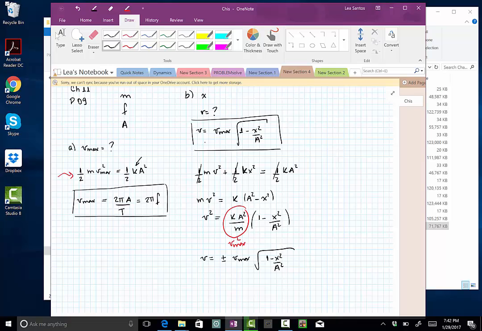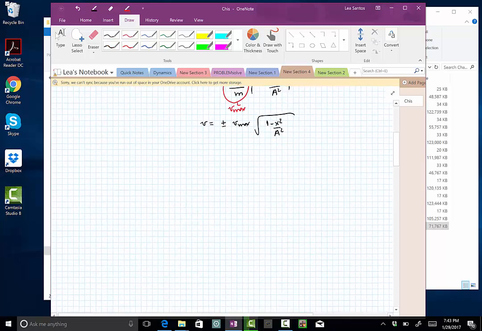Determine the total energy of the system. So the total mechanical energy of this system. Well, this is very simple because what could we use? We could use the maximum kinetic energy, for example. We could use the maximum potential energy. The best one to use is the maximum kinetic energy, because we have the mass and we have the maximum speed we already computed in part A.